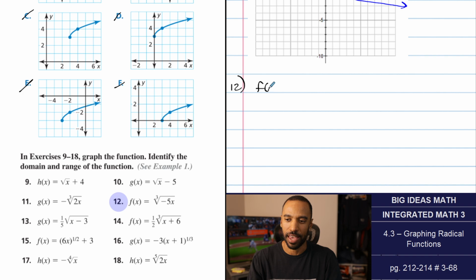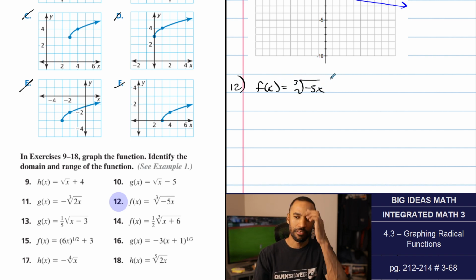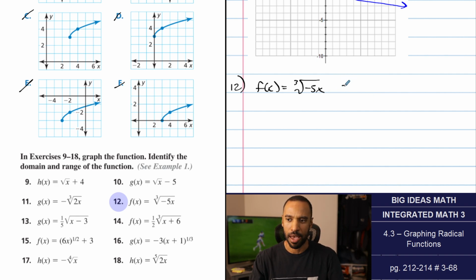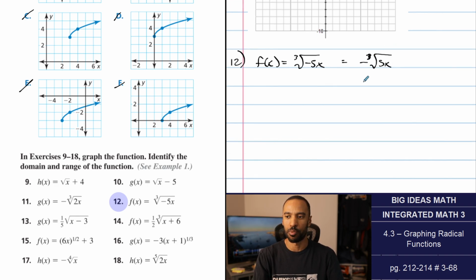Number 12 is f of x equals cube root of negative 5x. Now, having negative on the inside or outside doesn't really matter. Cube root of a negative number is a negative number. So if you want it on the outside, go ahead and do that. I'll leave the 5 on the inside the same way we did before. You can either say reflect over x-axis or reflect over y.